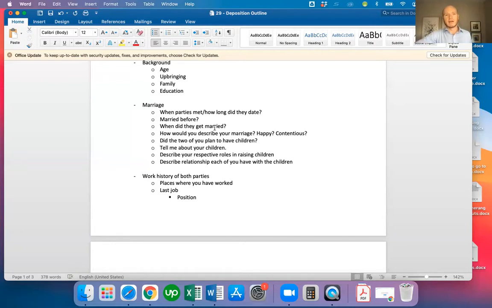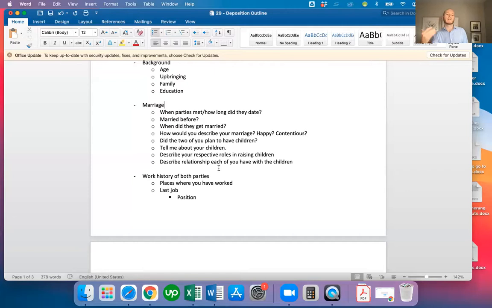So ask how you would describe their marriage. Was it happy? Was it contentious? Did the two of you plan to have children? Tell me about your children. Obviously, custody is very relevant to many divorce cases. So you want to get an understanding of who the children are, how they're doing, describing their respective roles in raising the children, and describe the relationship each of them has with the children.